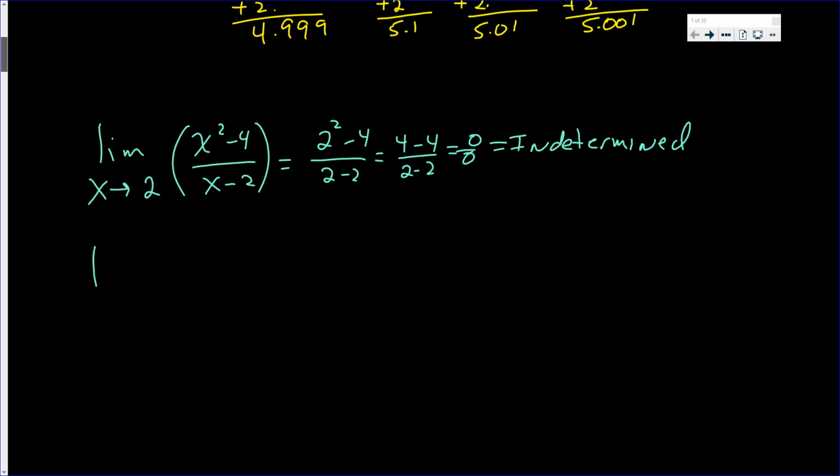Okay. Well, if you look at this more closely, so from pre-calc, if 2 makes the top 0, then x minus 2 must be a factor. And it turns out the other factor is x plus 2. And if 2 makes the bottom 0, then x minus 2 must be a factor. In fact, it's the only factor.